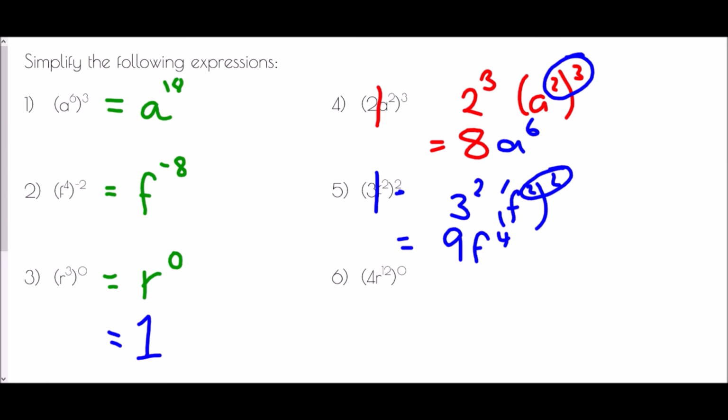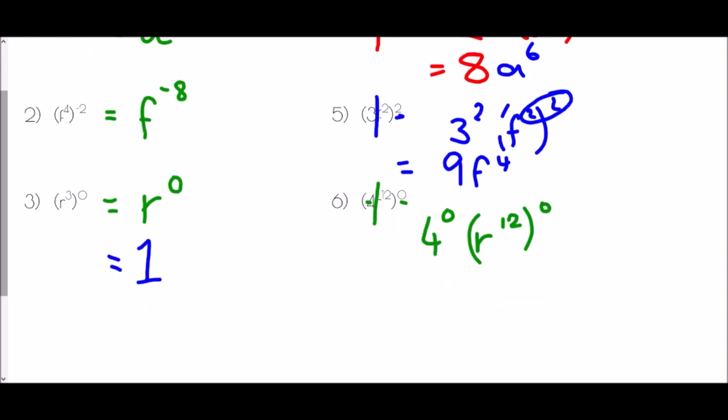And finally, same idea again, I'm going to just split this up. I now have 4 being raised to the power of 0, and I've also got r to the power of 12 being raised to the power of 0. Now, what is 4 to the power of 0? Well, 4 to the power of 0 is 1.